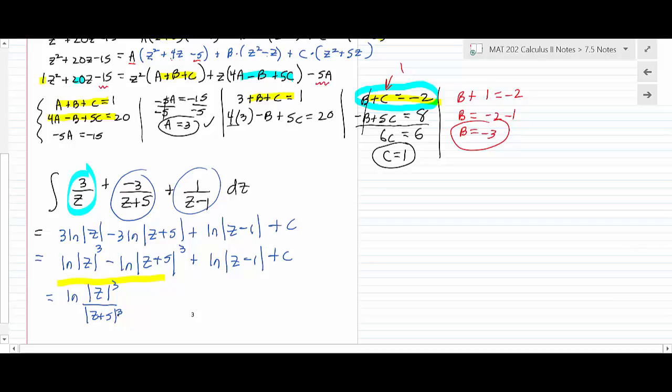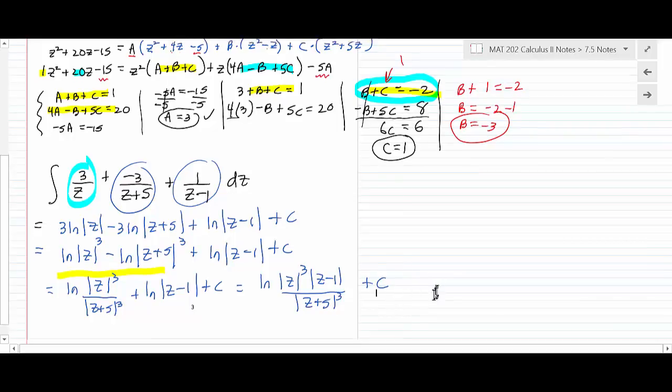So we'd have that. Okay. Then we would still have plus ln of z minus 1 plus c like that. Okay, how do you put the plus together into one log? Product, right? Okay. So when you do this now, what you would have is ln z to the third, z minus 1, all over z plus 5 to the third, and you could do that. And then you could write the answer that way.